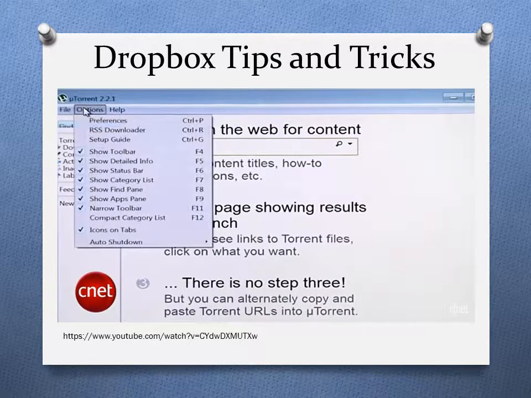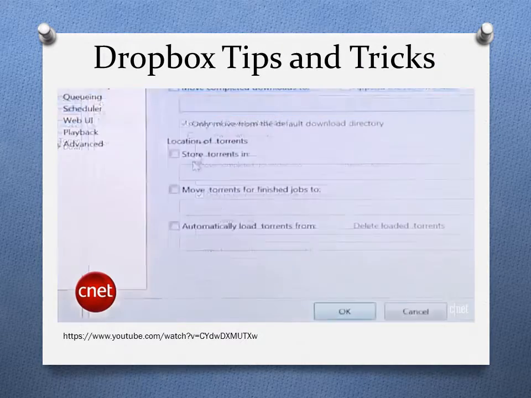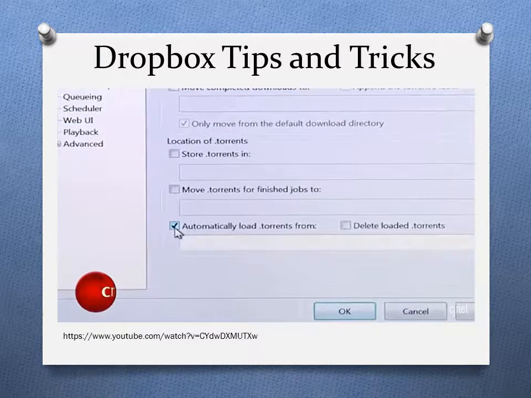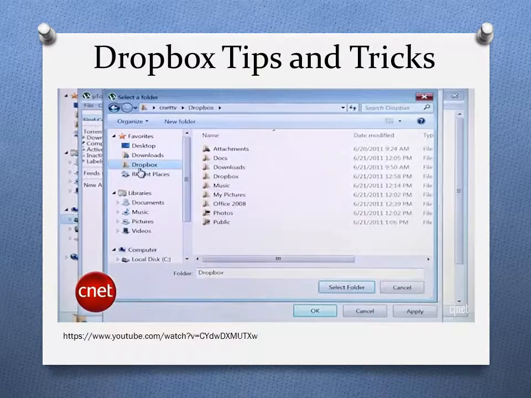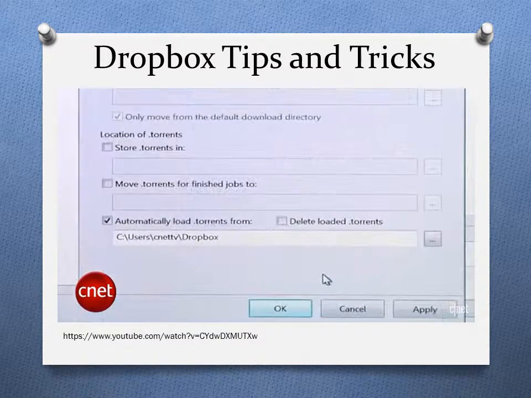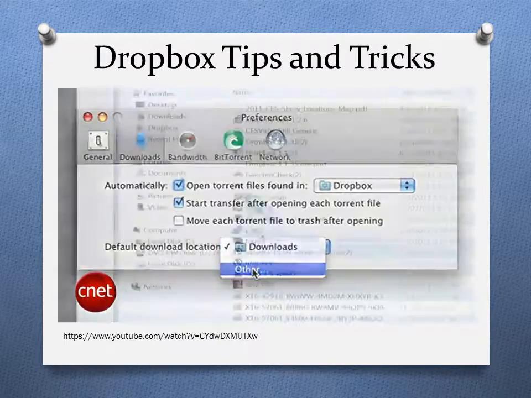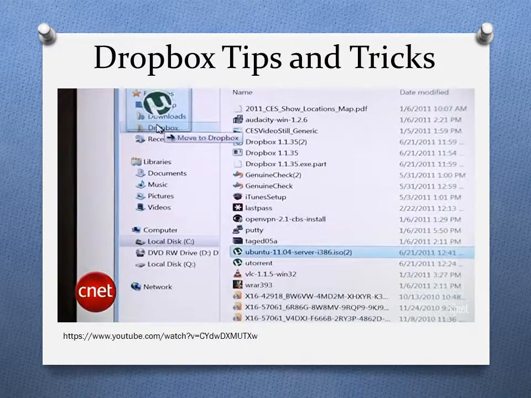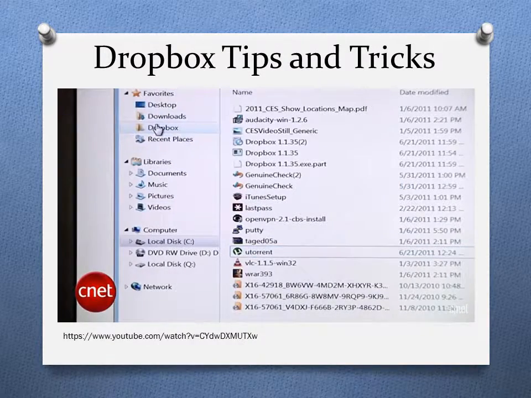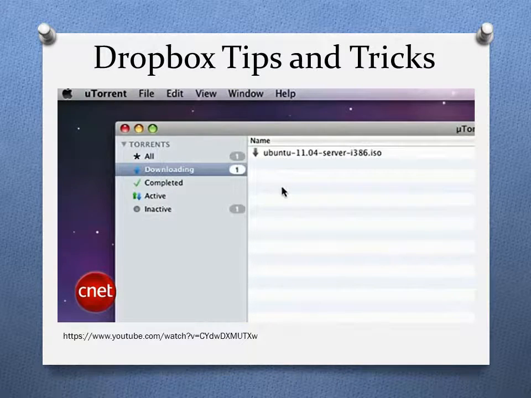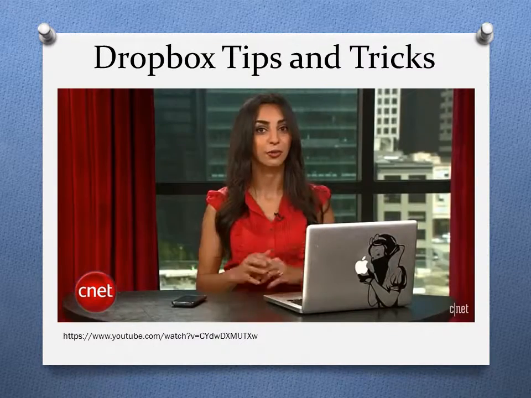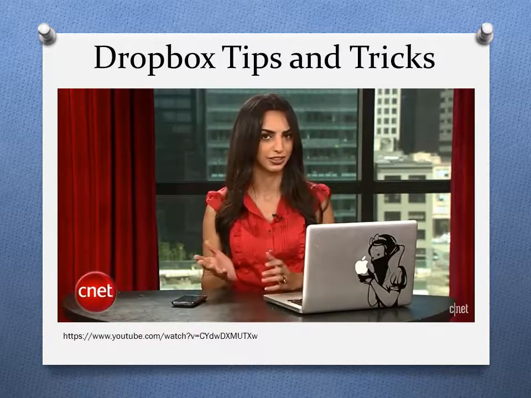On Windows, go to Preferences, then Directories. Check the box next to Automatically Load Torrents From and select your Dropbox folder. Since torrent files can be big, set them to download somewhere else on your hard drive. Just remember that if you use this trick, your home computer needs to stay on and running uTorrent. But now you can start torrents no matter where you are for whatever legal purposes you like, of course.